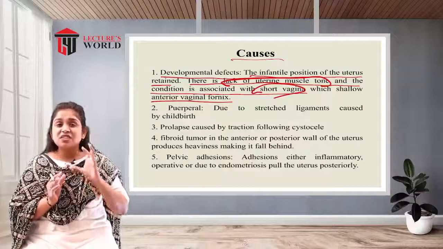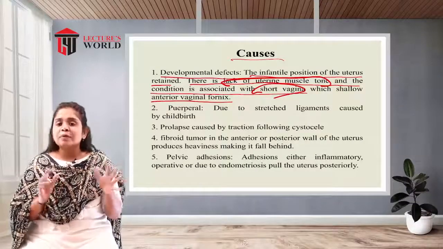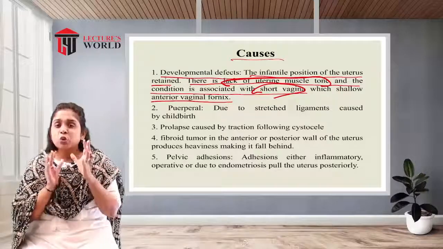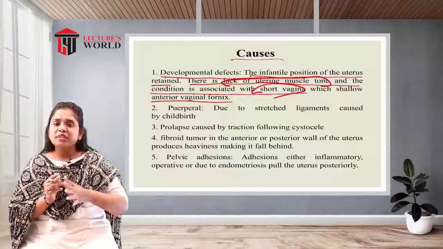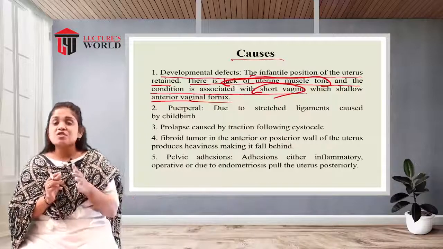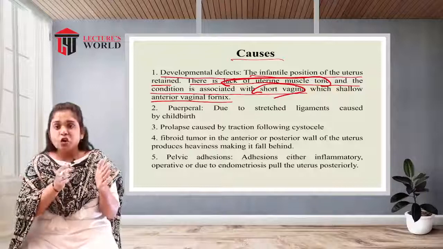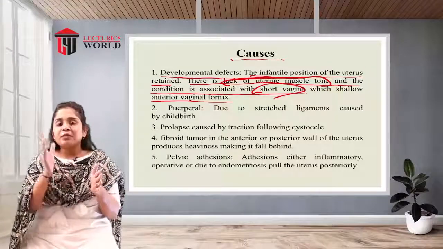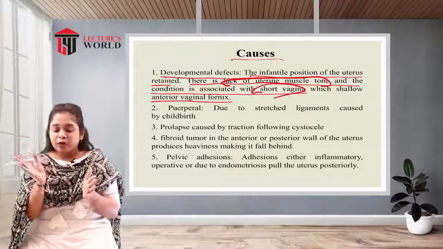So we can say the weakness will be there inside the muscle. So what happens, it will not be able to hold the uterus in position. Then, associated with that, another condition will also be there, that is a short vagina. So we can say the vaginal canal has been shortened. Due to that also, the uterus will bend backward.